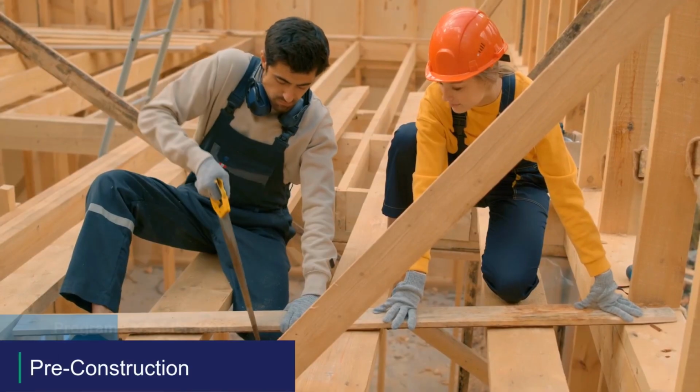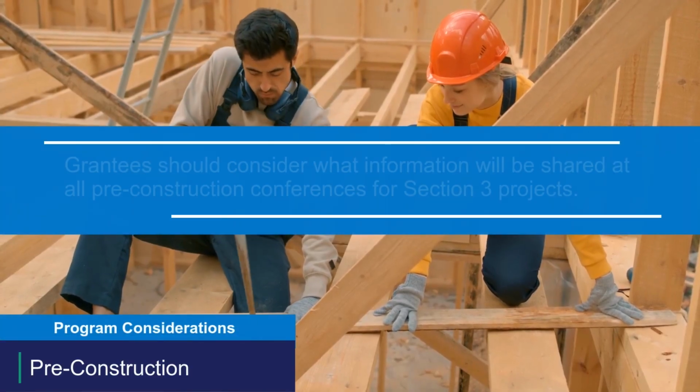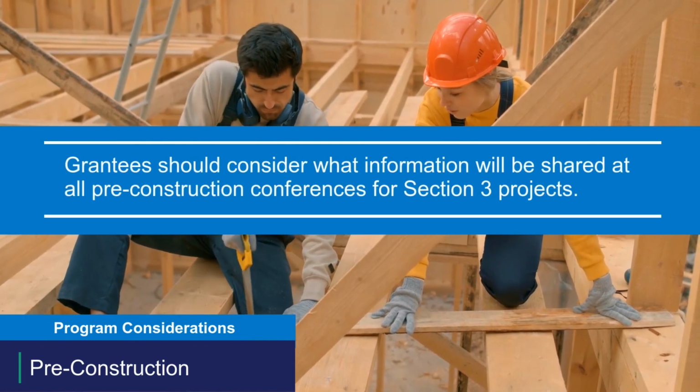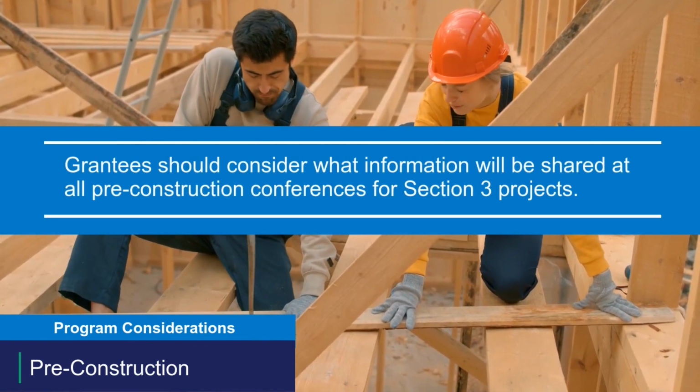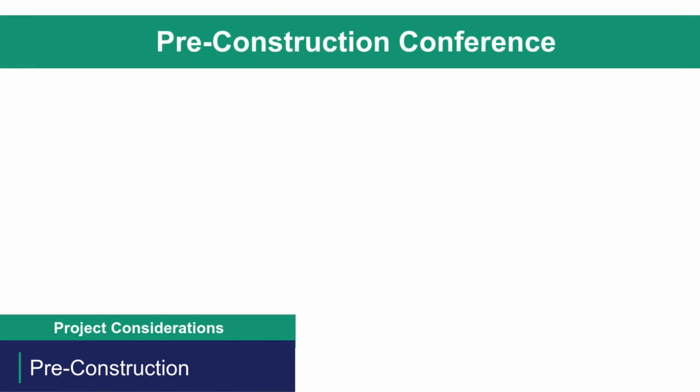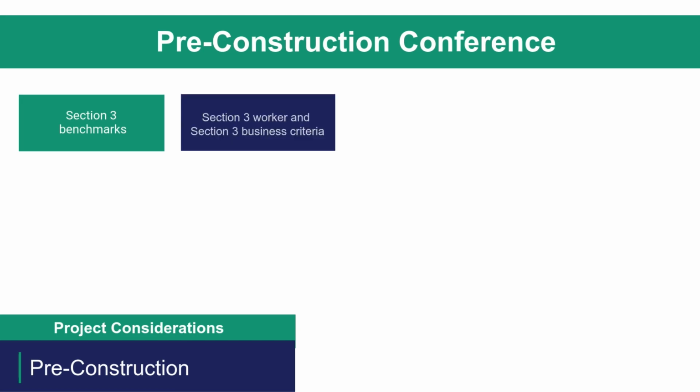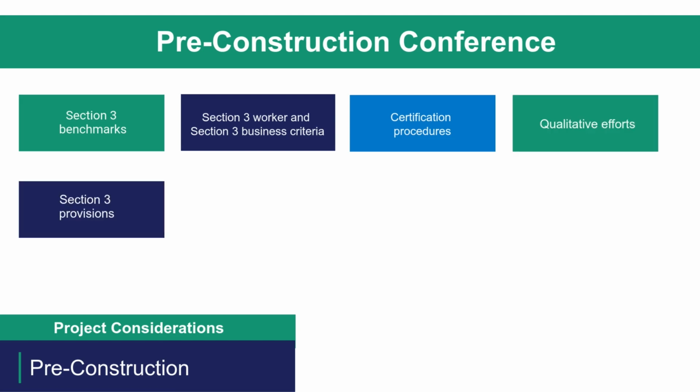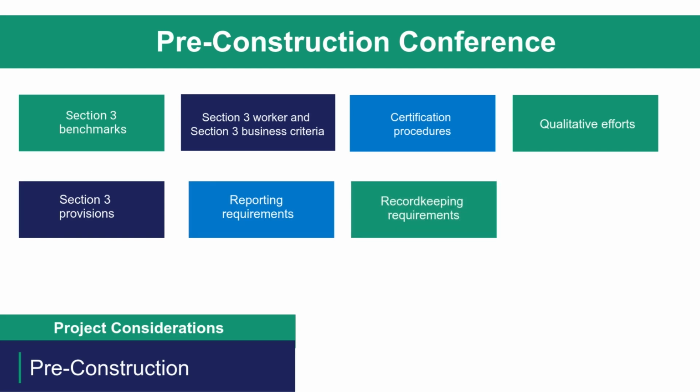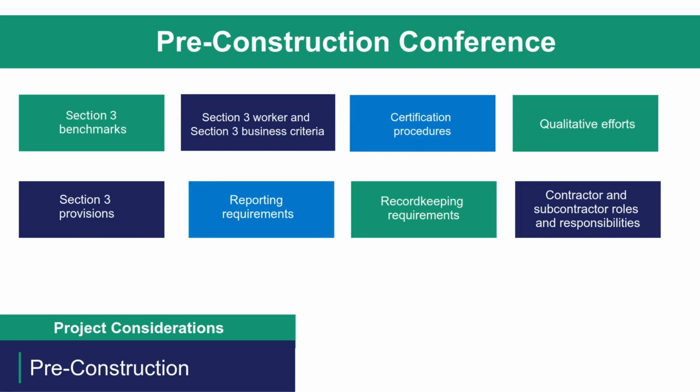For construction projects, once a contract is awarded, grantees should consider what information will be shared at all pre-construction conferences for Section 3 projects. During the pre-construction conference, grantees can walk contractors and subcontractors through the Section 3 basics, including the Section 3 benchmarks, Section 3 worker and Section 3 business criteria, certification procedures, qualitative efforts, Section 3 provisions, reporting requirements, record-keeping requirements, and contractor and subcontractor roles and responsibilities.